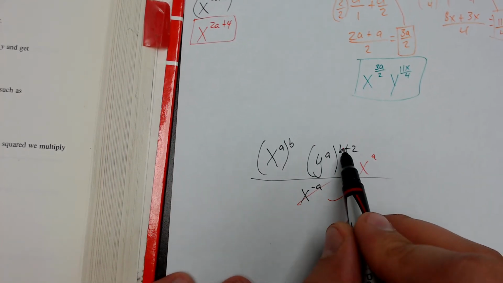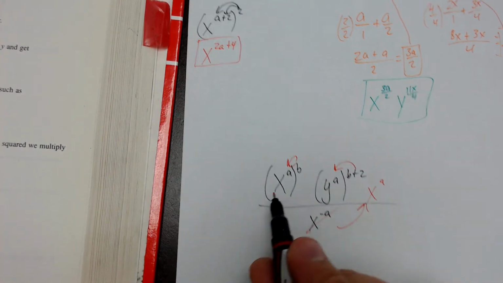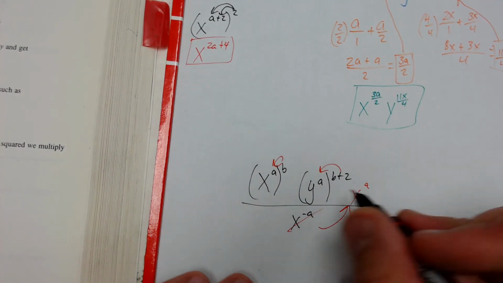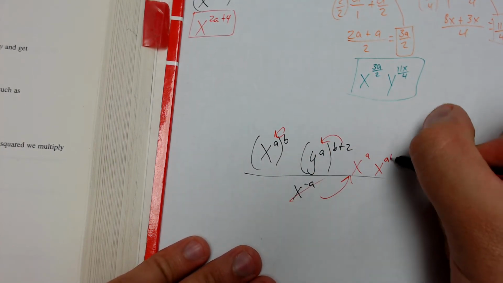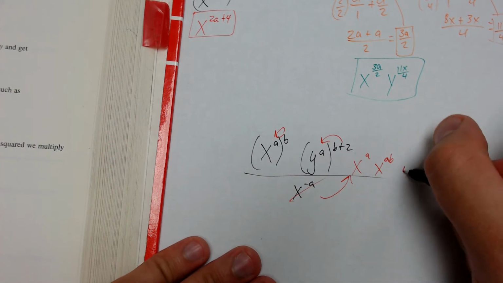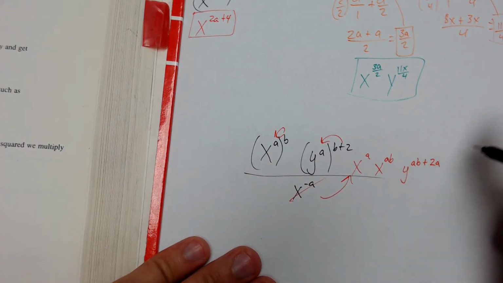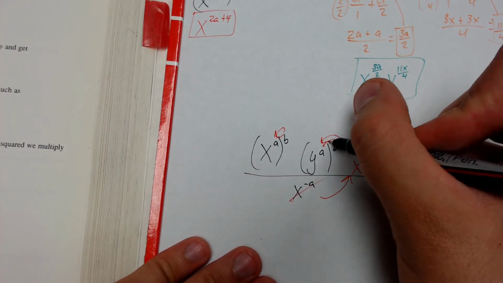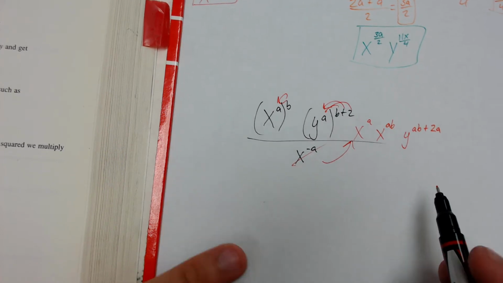And then from there, we're going to simplify these exponents. So this is going to multiply, and this is going to multiply. I'll go ahead and rewrite over here. This one is going to become x to the ab. This one will become y to the ab plus 2a. So here I'm using the distributive property. The b times the a, then the 2 times the a. That's what we've got now.